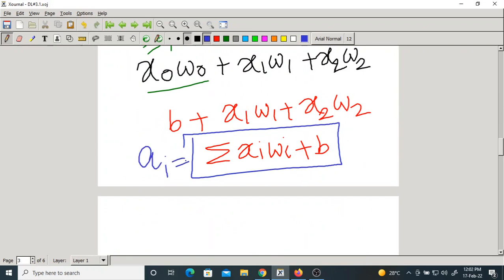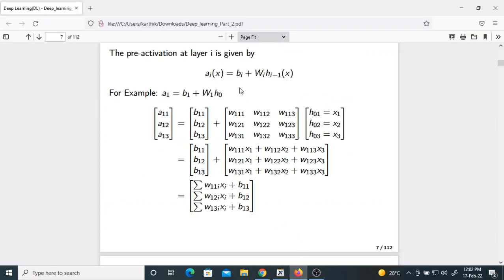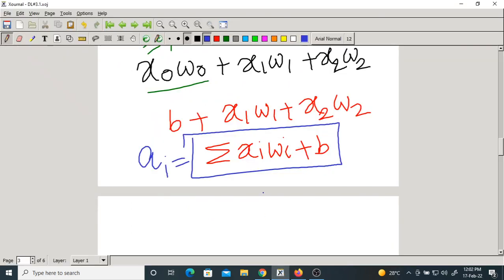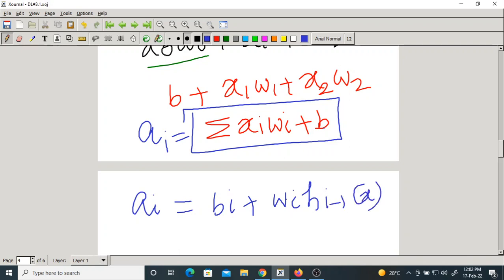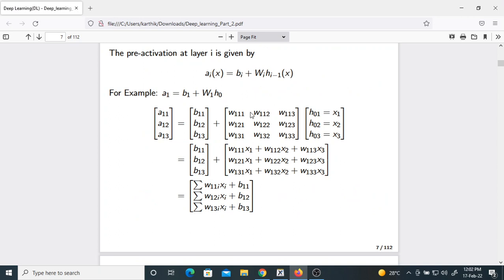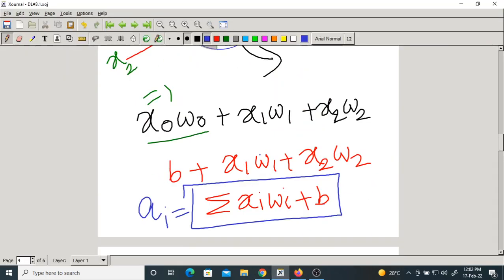So in the same way, what is Ai in our case? Ai equal to bi plus Wi h i minus 1 of x. Remember this. Is it okay? Ai of x equal to bi plus Wi h i minus 1. Why is it so?